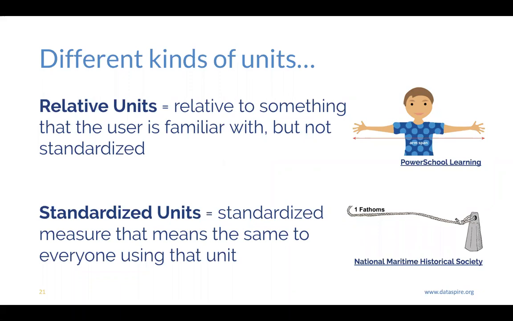These examples are a fathom, which is how we measure depth in the ocean, and it originally came out to be 6 feet, the average arm span of the average male European. And so that's how they set the fathom, but they've standardized it to be one fathom is equal to 6 feet long. So there's the difference between relative and standardized units.